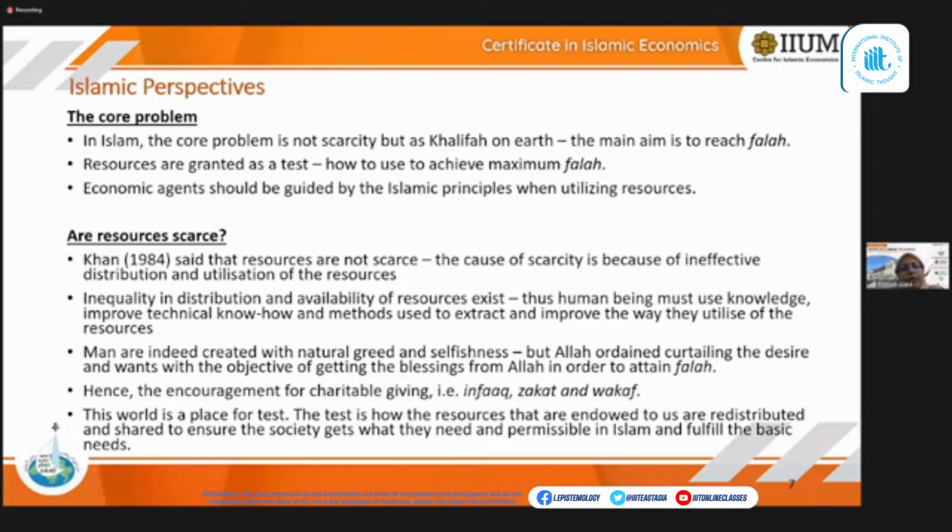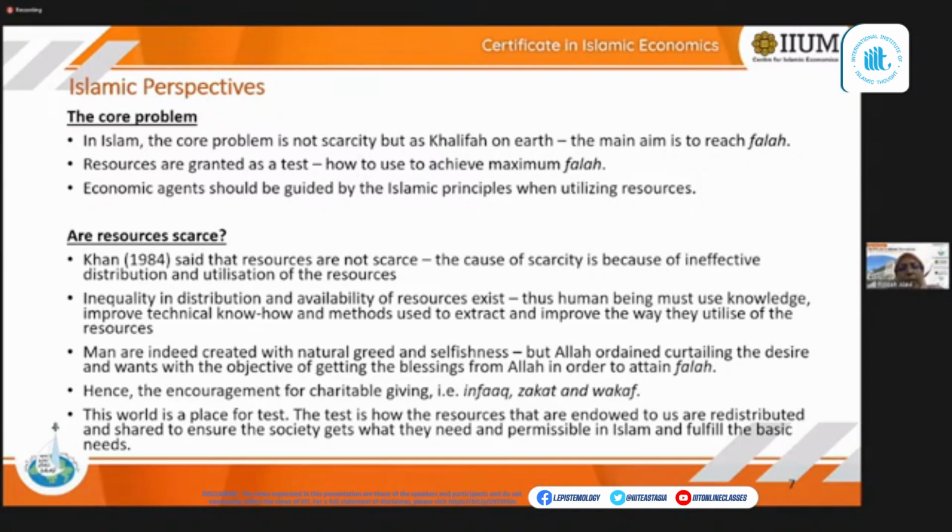So therefore, we know that as human beings, we are created with natural greed and selfishness. Okay, so one of the reasons why there's scarcity is not only the way we are using the resources, but also our own material wants, and how we can control or limit our needs and wants. As human beings, we accept that we have some selfishness, we have emotions, we have desires. But what is important is Allah has given us guidelines on how to behave, how to consume, how to practice our daily life, and therefore it is important to curtail the desires and wants.